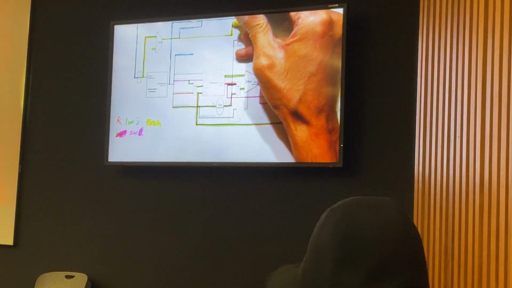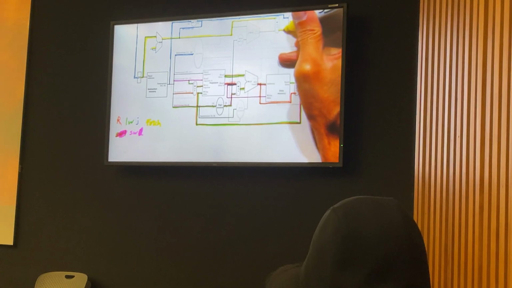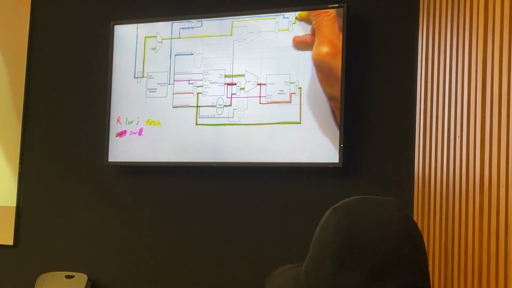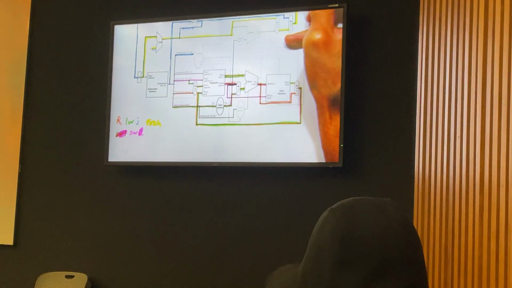Damn, 5 colors. And that goes into this mux. You think he takes notes in Sharpie too?